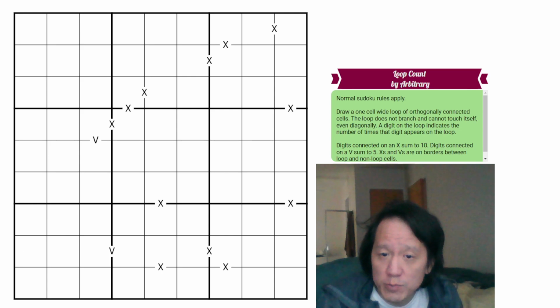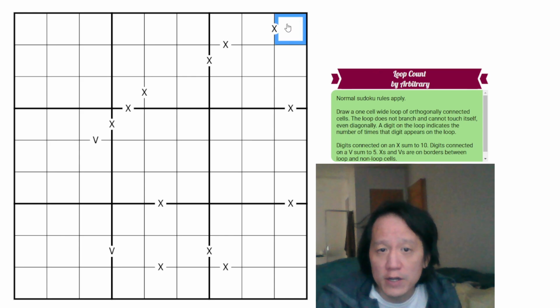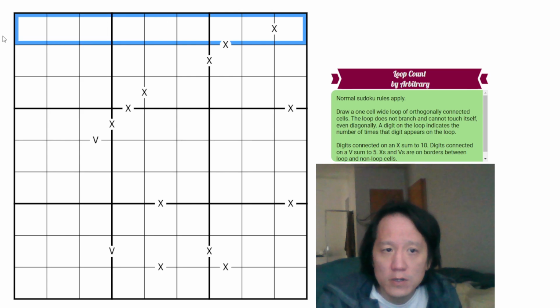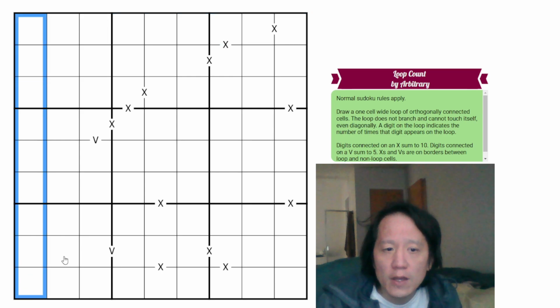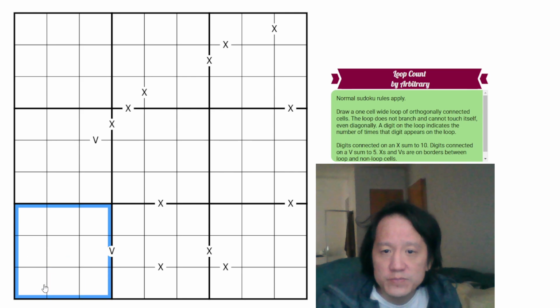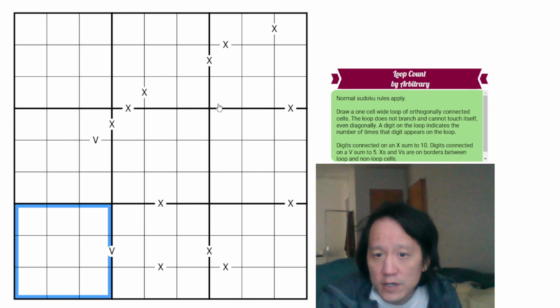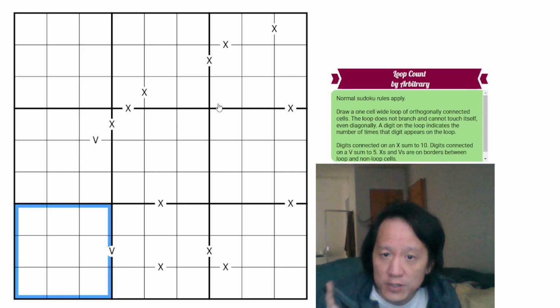Normal Sudoku rules apply, which means place the digits 1 through 9 once each in every row, column, and 3 by 3 box. Draw a one cell wide loop of orthogonally connected cells. The loop does not branch and cannot touch itself, even diagonally. A digit on the loop indicates the number of times that digit appears on the loop.